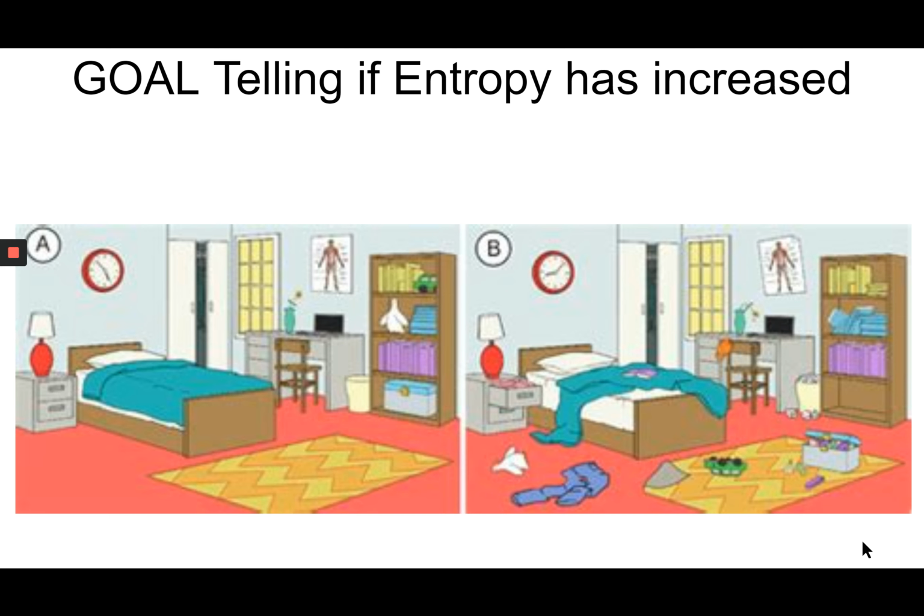So how do you tell if entropy has increased? This is a classic example of understanding what entropy is in terms of disorder. Situation A is low entropy and situation B is high entropy because there is more disorder happening in situation B.